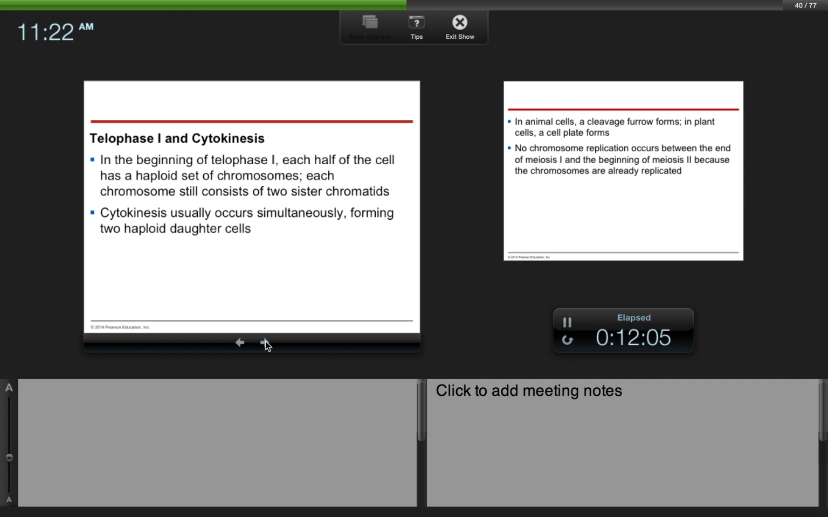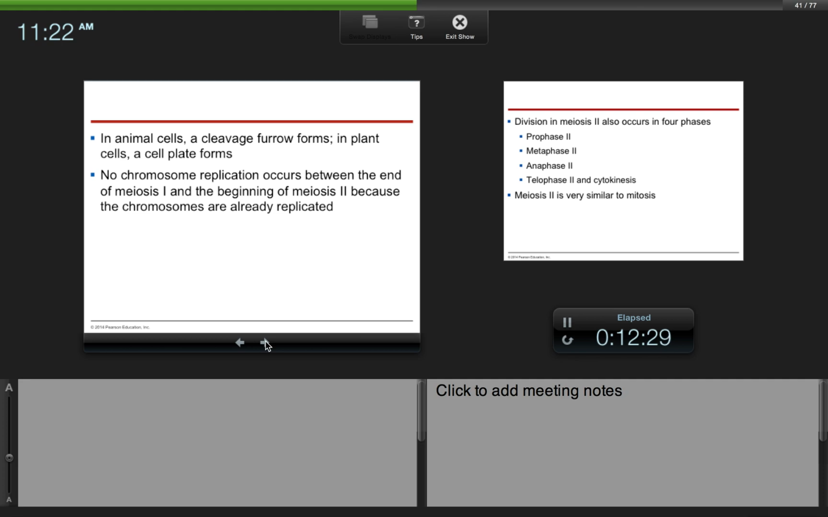after meiosis 1, you're already down to a haploid set of chromosomes because 23 duplicated chromosomes go to one cell, and 23 duplicated chromosomes go to the other cell. Okay? So you went from a diploid cell that has 46 to 2 haploid cells that have 23 duplicated chromosomes. In an animal cell, a cleavage furrow forms. In a plant cell, a cell plate forms.